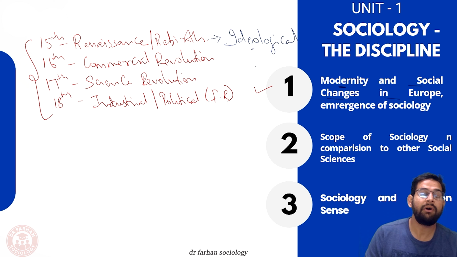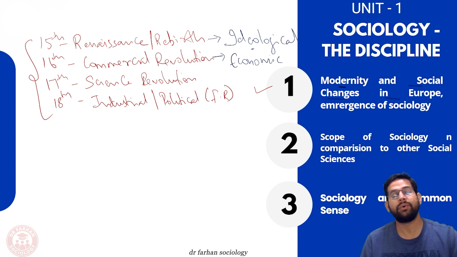People are thinking beyond religion. They are thinking in a more logical and rational manner. The commercial revolution is trying to bring a change. And what aspect of change? It is mostly bringing a change in the economic aspect. Why? Because these voyagers are going to go to new continents and they are going to change the economy.